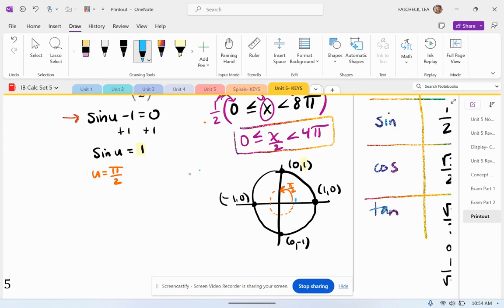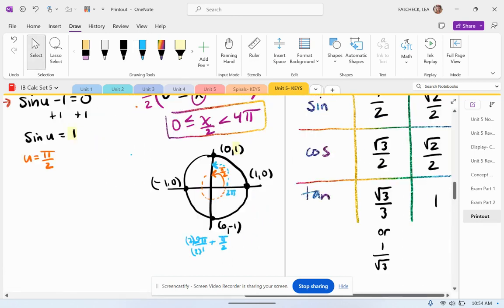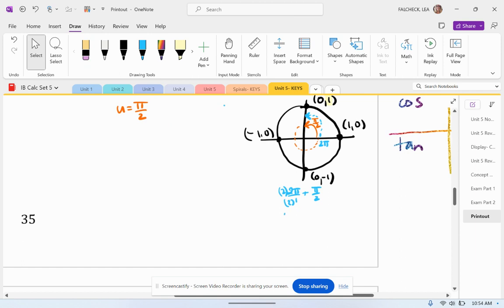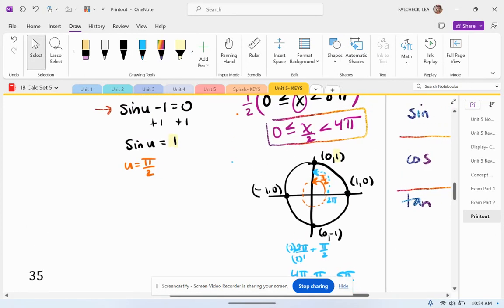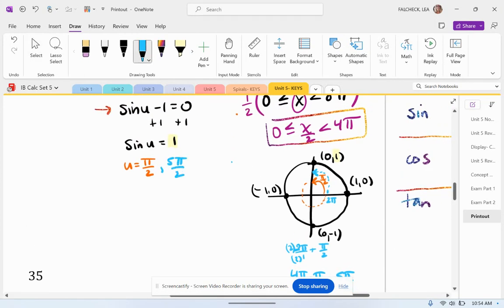And if I keep going, now blue is my second rotation, right? I'm going to get here after I've hit 2 pi and then added pi over 2 more. So I'm going to go 2 pi. I'm going to add pi over 2 more. I'm going to get a common denominator, and I'm going to get 4 pi over 2 plus pi over 2 equals 5 pi over 2. So that's my other solution, except these are for u and I need x.